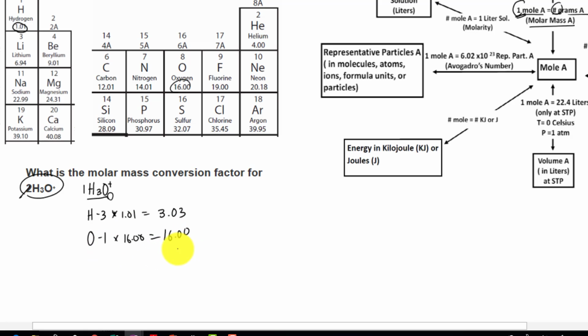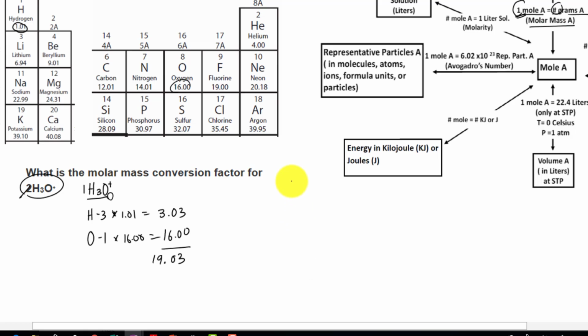So what is the total mass of chemical A? This is the chemical formula that's represented by the letter A. So we just add them up, and this gives us 19.03. And that would be the number of grams that go right there.